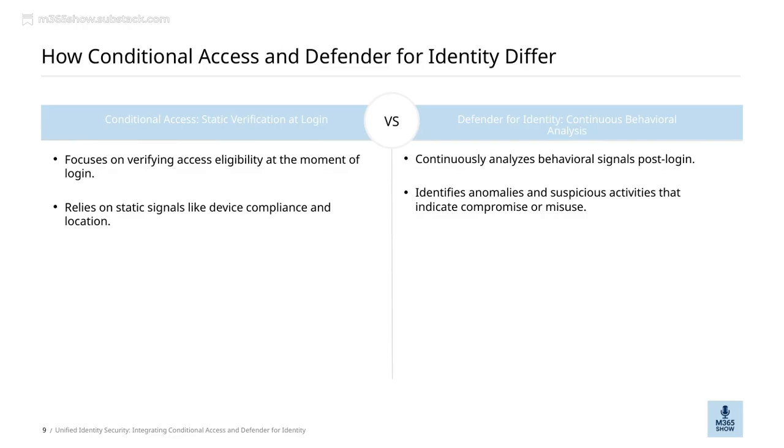In contrast, Conditional Access primarily verifies access eligibility at the exact moment of login. It uses static signals, like whether a device is compliant or the user's location, to make an immediate decision about granting access. So, while Conditional Access acts as a gatekeeper at login, Defender for Identity provides a vigilant watch over user behavior continuously. Both are essential. They complement each other to create a more robust security framework. This integration ensures that we're not only verifying identities up front, but also continuously assessing risk throughout the session.